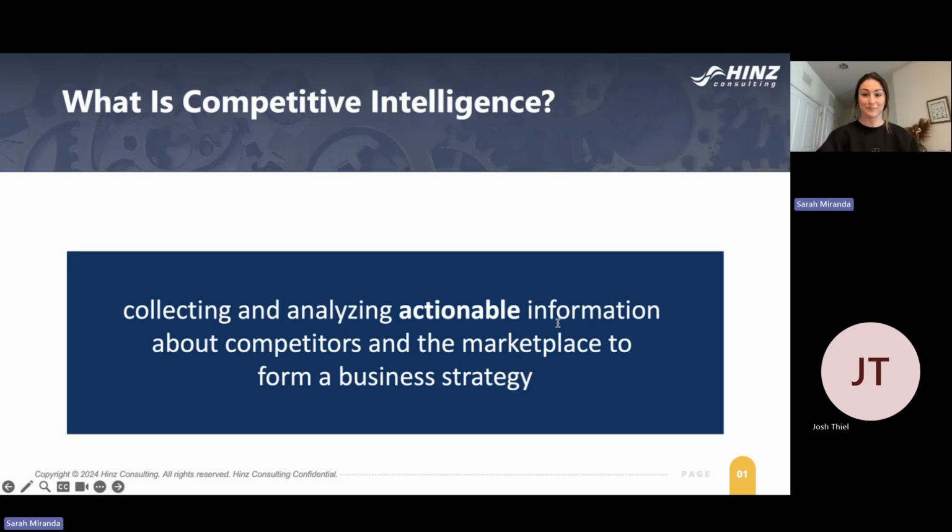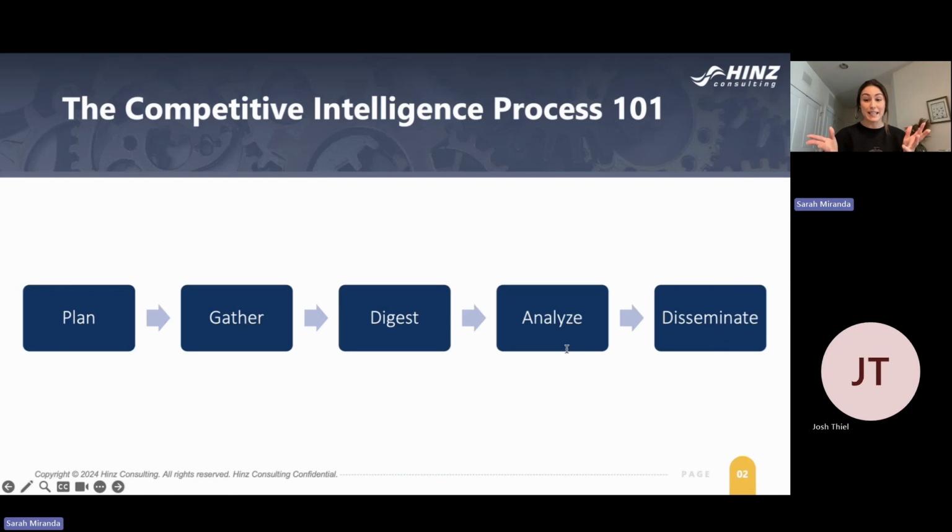There's a lot that goes into it, but now that we know what it is, let's walk through the process. In the competitive intelligence world, the overarching process is these 5 steps right here: plan, gather, digest, analyze, and disseminate for decision-making within your company. So starting with 1, plan.